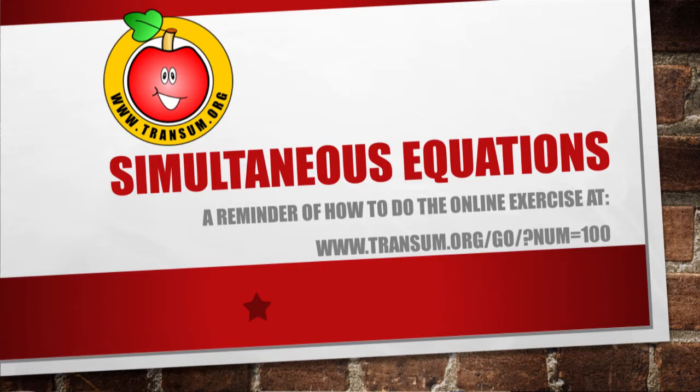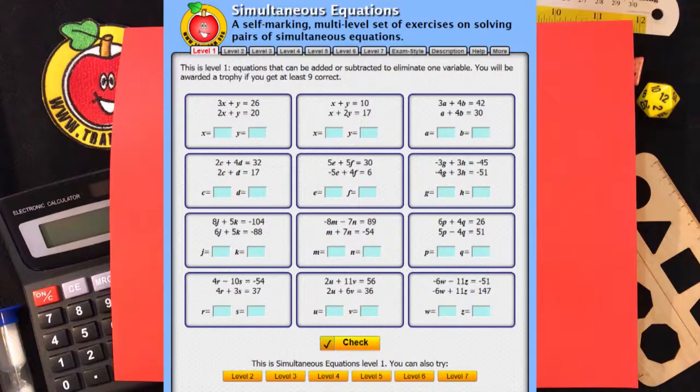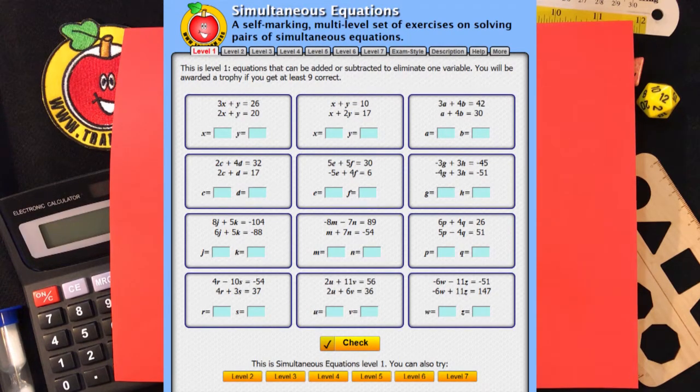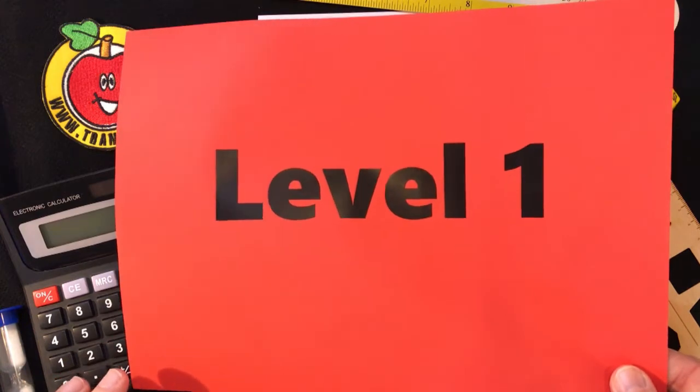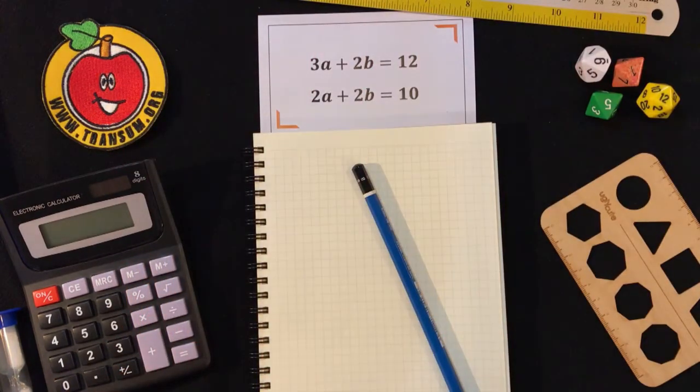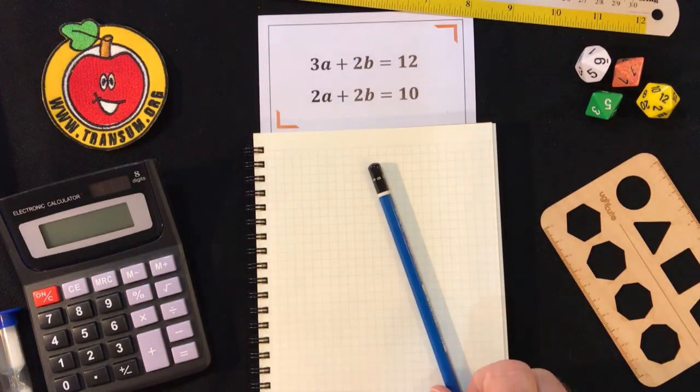And this is the help video to help you do the simultaneous equations exercise online. It's not intended to teach you how to do simultaneous equations for the very first time, but it's assuming you've learnt it at school and you just want a refresher. So here we start with level 1, and this is typically what a pair of simultaneous equations would look like at level 1. This is how you solve them.